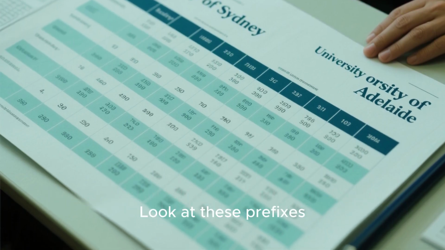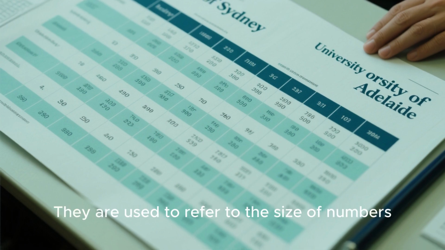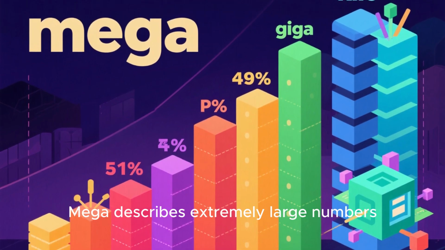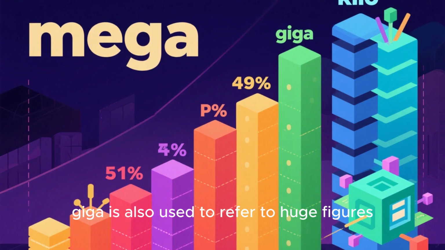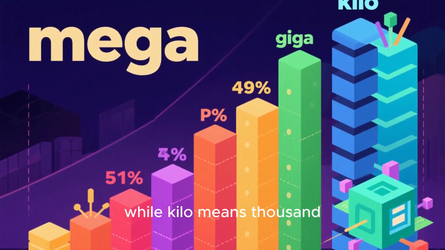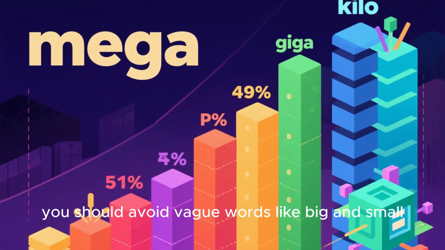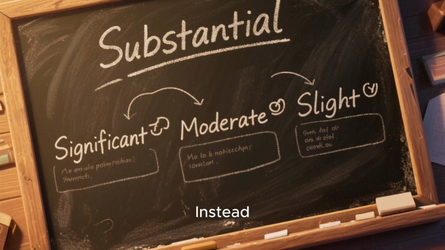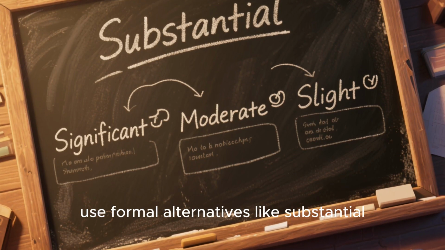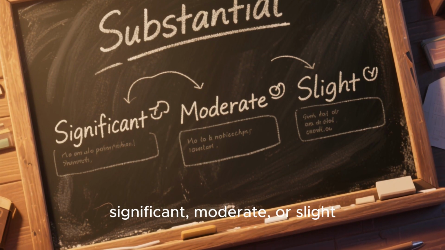Look at these prefixes. They are used to refer to the size of numbers. Mega describes extremely large numbers, giga is also used to refer to huge figures, while kilo means thousand. In academic writing, you should avoid vague words like big and small. Instead, use formal alternatives like substantial, significant, moderate, or slight.